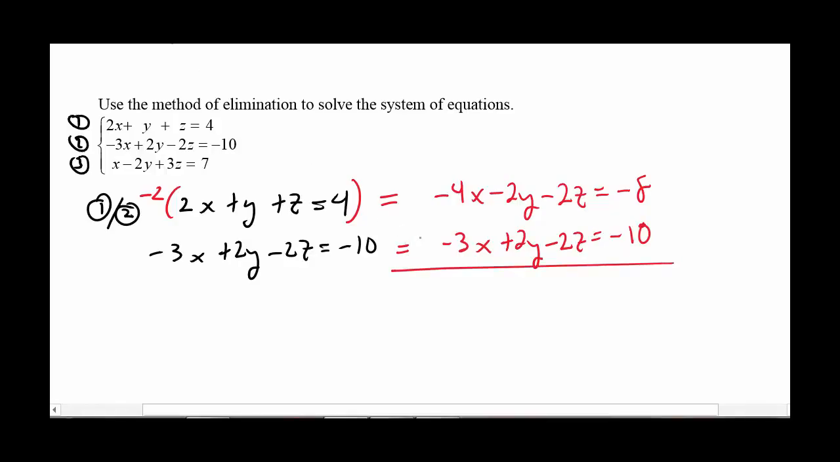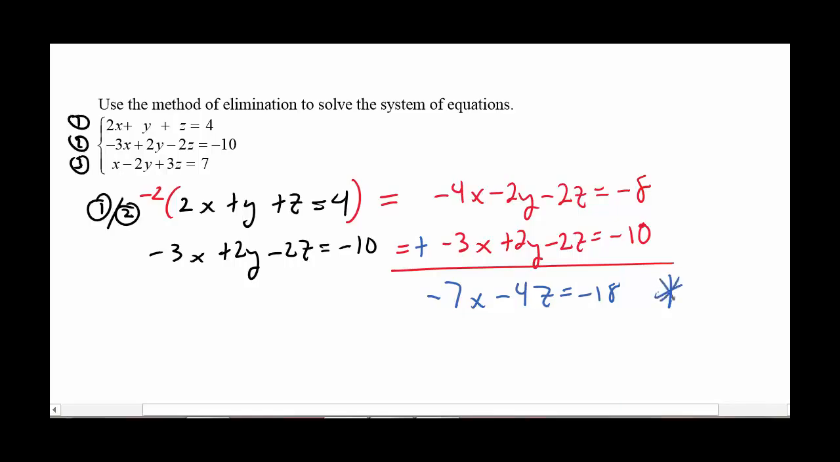Okay, so from here, I want to add the two equations together. And that gives me negative 7x. The y's cancel out, which is what I was shooting for. That's why I made that choice. Negative 2z and negative 2z is minus 4z. And negative 8 and negative 10 is negative 18. Okay, so that's not too bad.